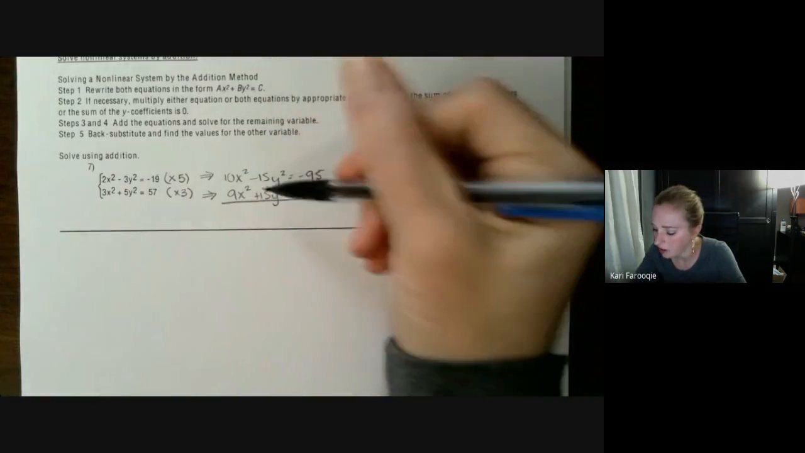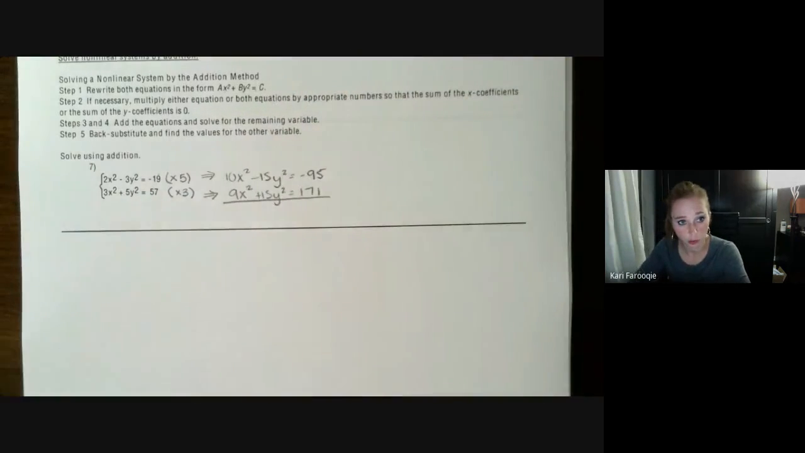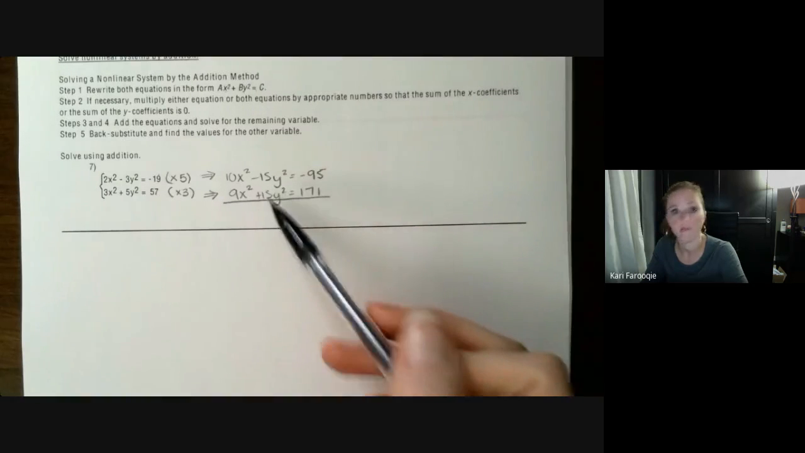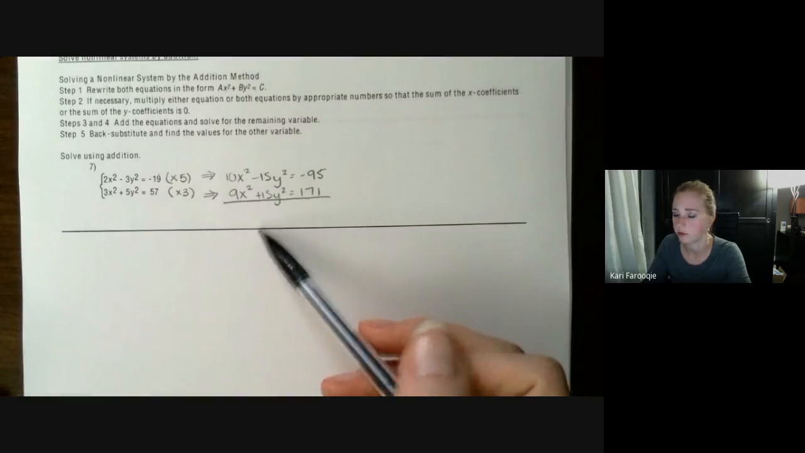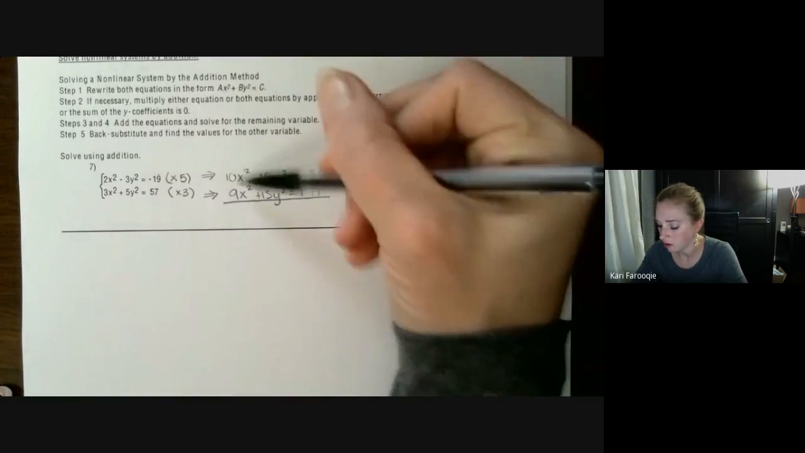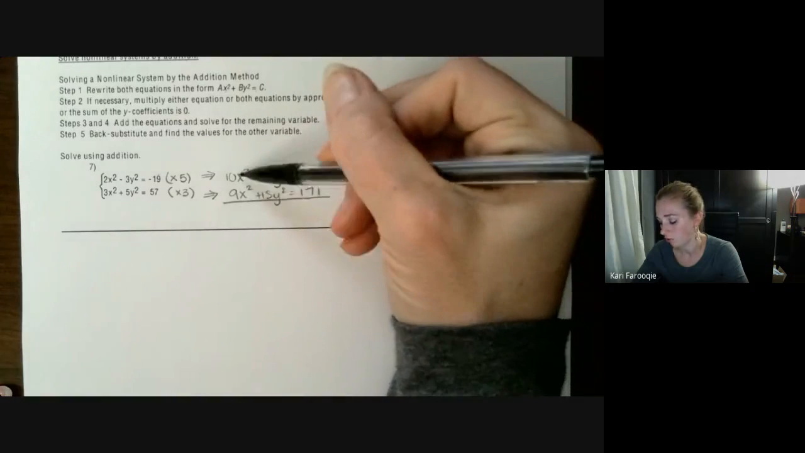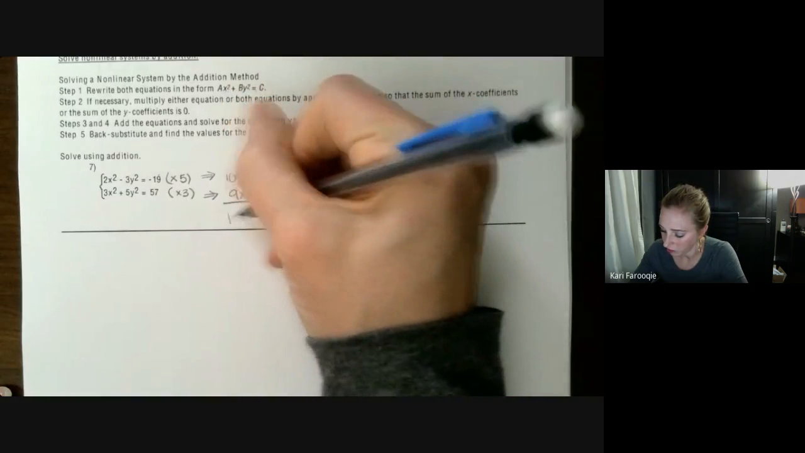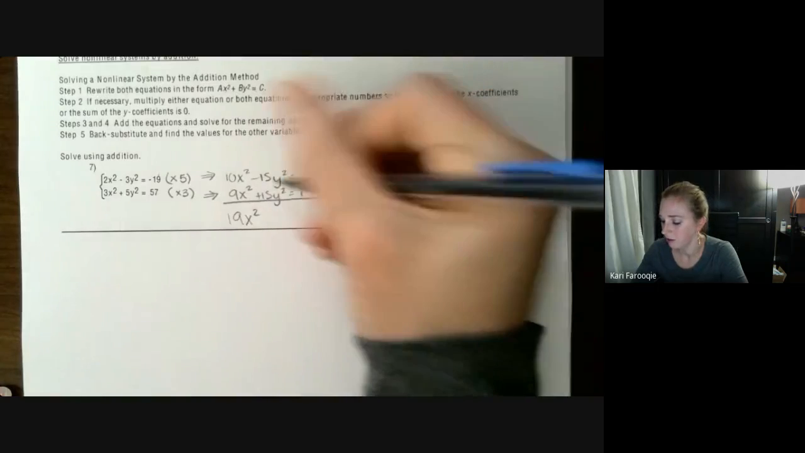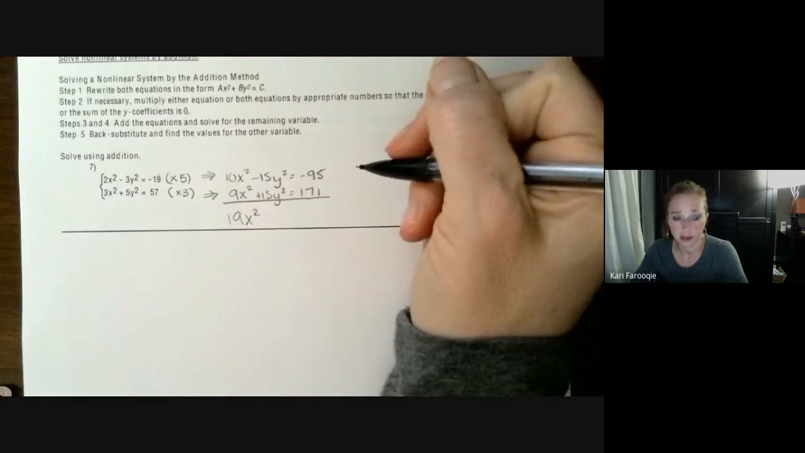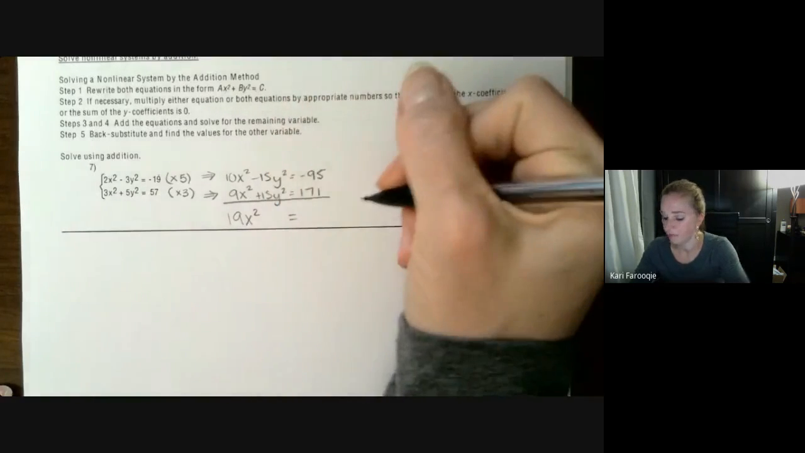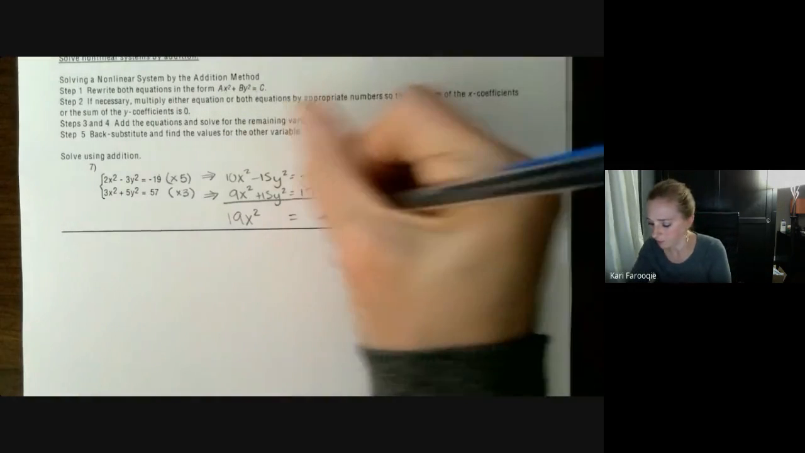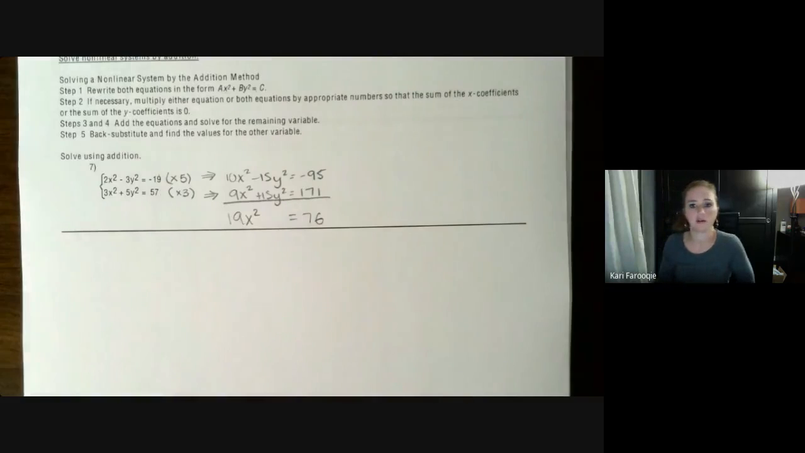Okay, so now I have a situation, double check, make sure you multiplied everything that was supposed to get multiplied. But we have a situation where the y-squareds have opposite coefficients. This is exactly what we want. So now we'll use the addition method by adding from top to bottom in each term. So 10x squared plus 9x squared is 19x squared. The y-squareds in this place cancel out. -15 plus 15 gives you 0. Then -95 plus 171 gives you positive 76.